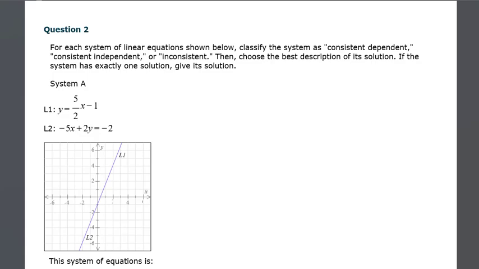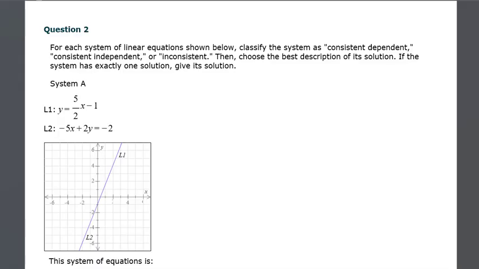So let's look at this graphically and determine whether it's consistent dependent, consistent independent, or inconsistent. So in this case, line 1 is y equals 5/2 x minus 1. Line 2 is negative 5x plus 2y equals negative 2. So we're going to graph, or it's done for us in this case, the lines on the same coordinate plane. And we're looking for the points that each line have in common.